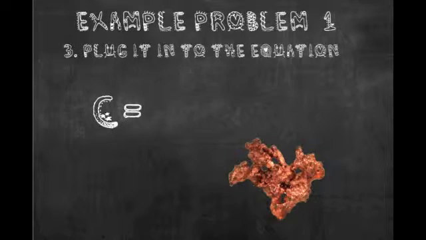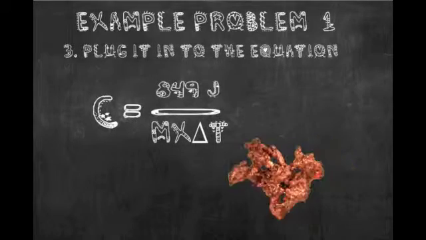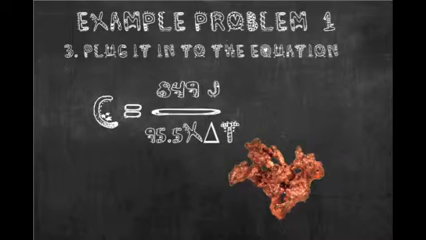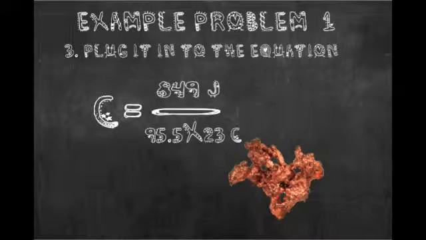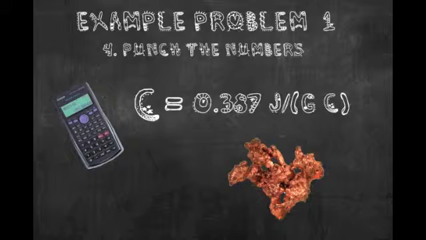Next, we plug what we do know into the equation. Q turns into 849, M turns into 95.4, and delta T turns into 23 degrees Celsius. Then, our answer will be 0.387 joules over grams times Celsius.